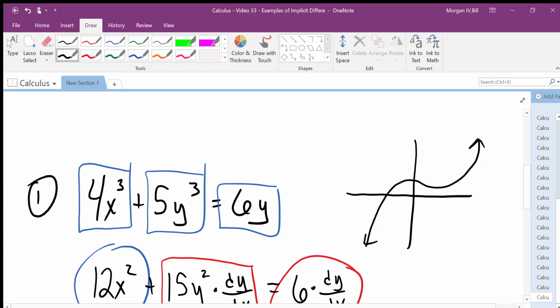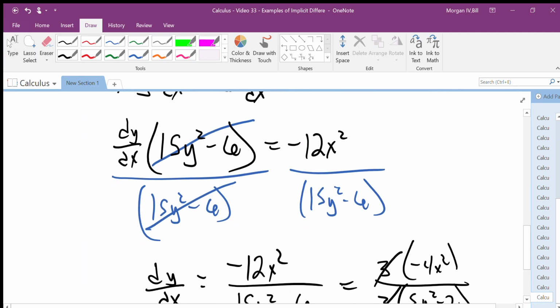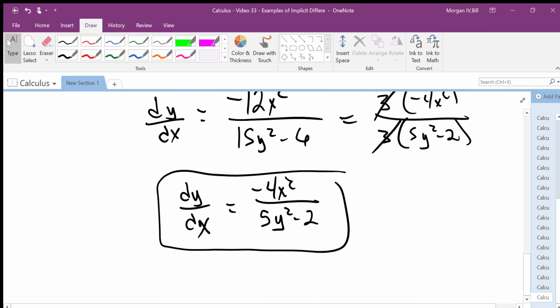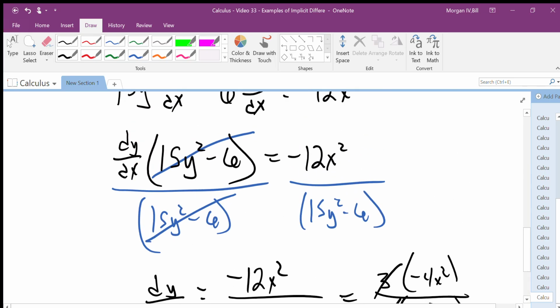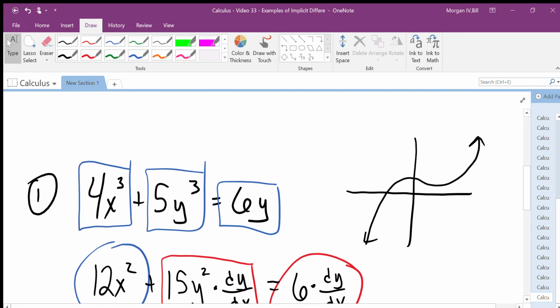What we're trying to find is the derivative, which is a function, or not necessarily a function, an equation, negative 4x squared over 5y squared minus 2, that will tell us the slope of the tangent line on that original curve. So for example, even though I don't know what the curve looks like, we can probably find a value here that would make it work.